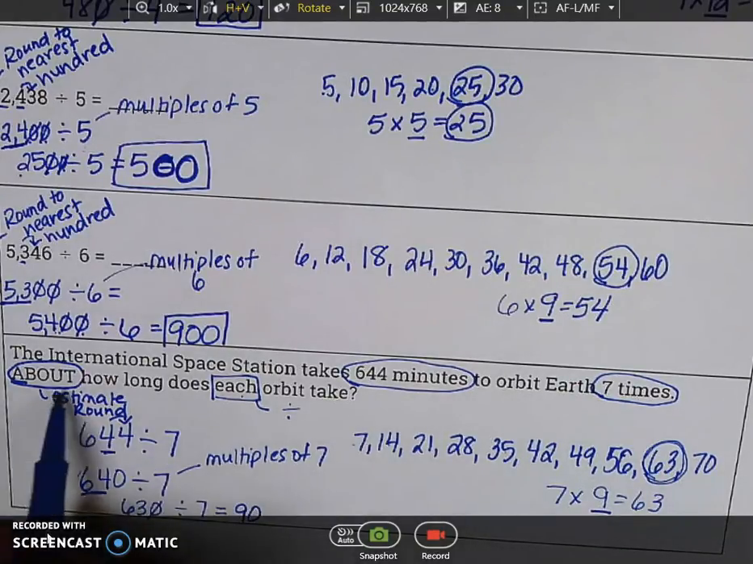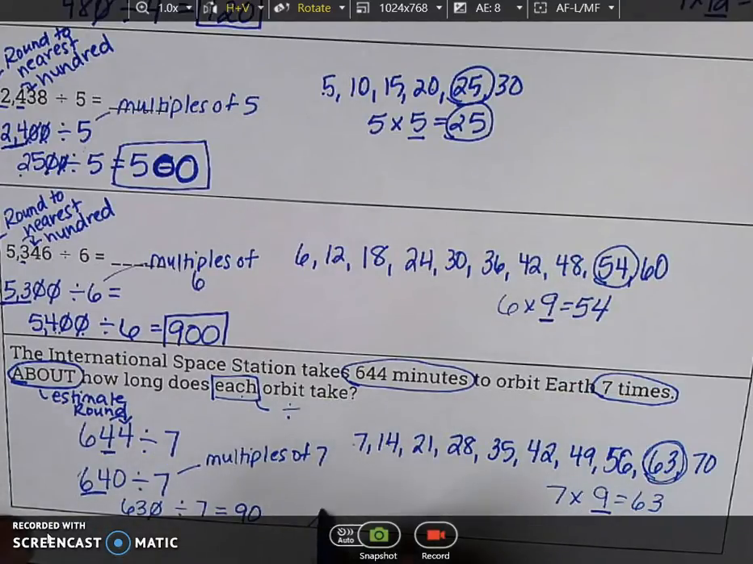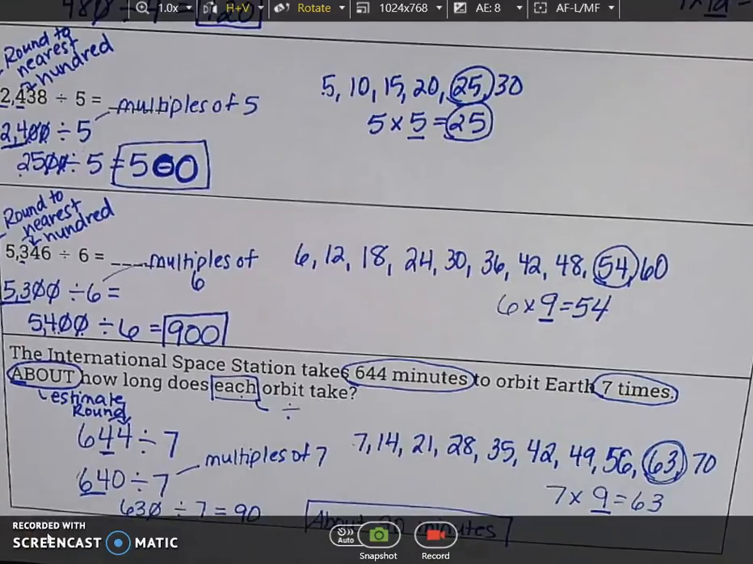So to answer the question about how long does each orbit take, we would say about 90 minutes. And that would be our estimate for our answer there.